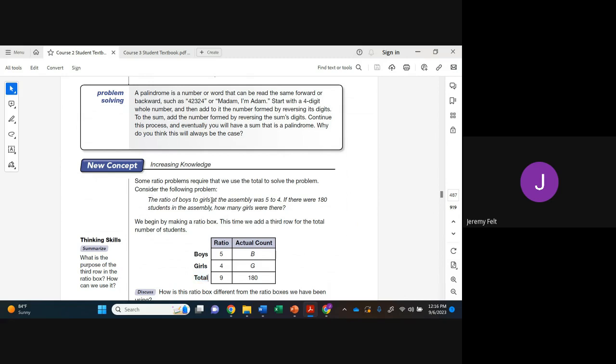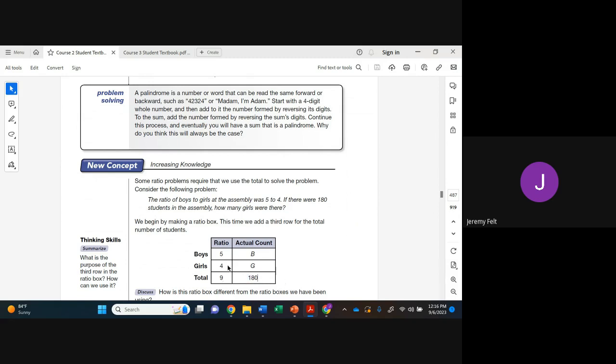The ratio of boys to girls in the assemblies was 5-4. There's 180 students in the assembly. How many girls were there? Well, we don't know. We weren't given 9, but how did we get that total? Oh, well, if it's boys to girls for our ratio, 5 plus 4 is 9. So that's how we, even though we're not provided, we can easily calculate our total. And we were given the total number of students. We want to know the number of girls.